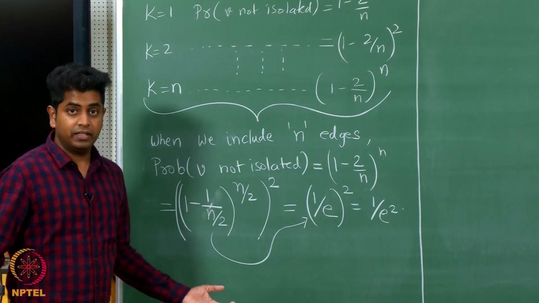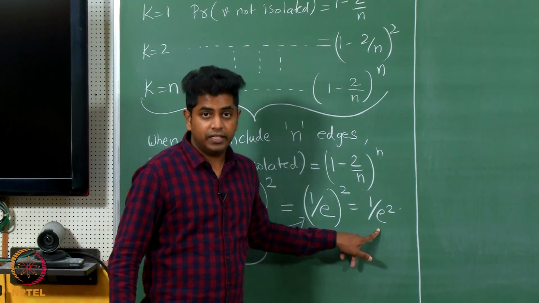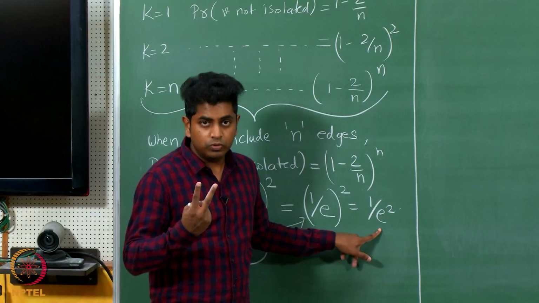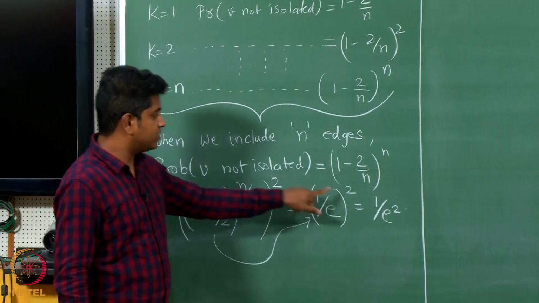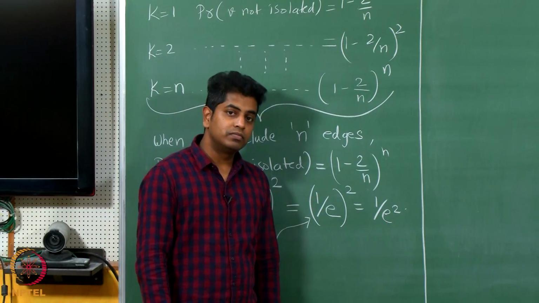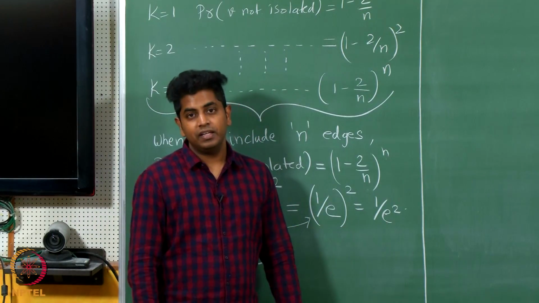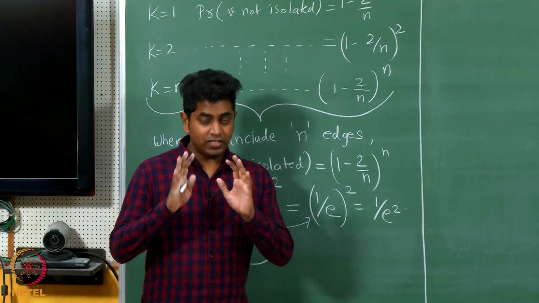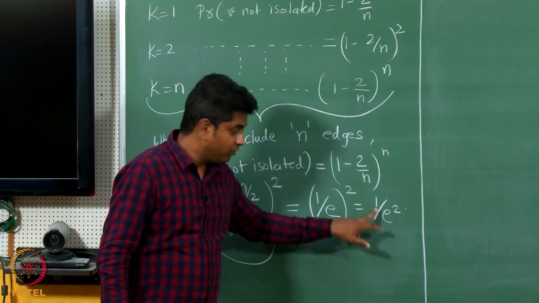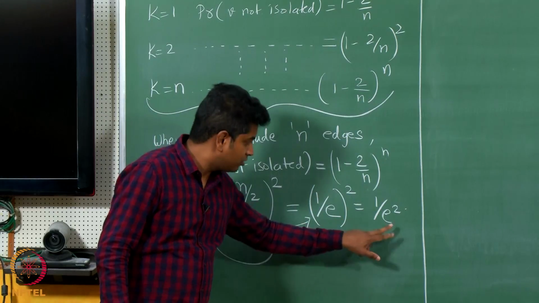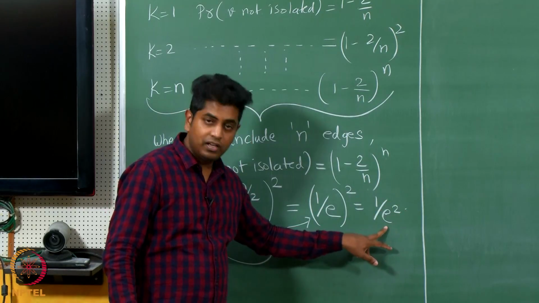What do I mean by this? E is a number between 2 and 3. Okay, let me say E is 2. If E is 2, then the probability of V not being isolated is 1 by 4. There is a quarter probability that, pause and think what I am saying, there is a quarter probability, 1 over 2 square or 2.7 square actually, whatever, a constant.